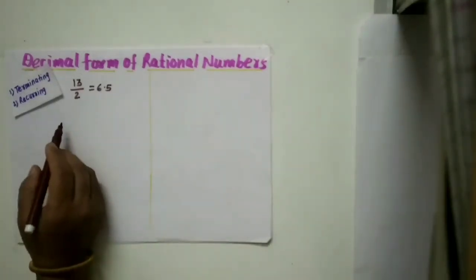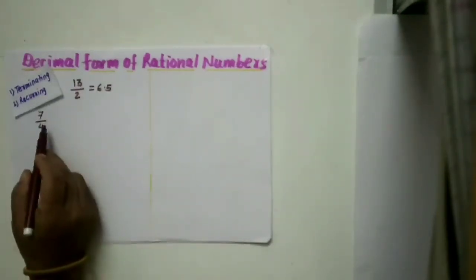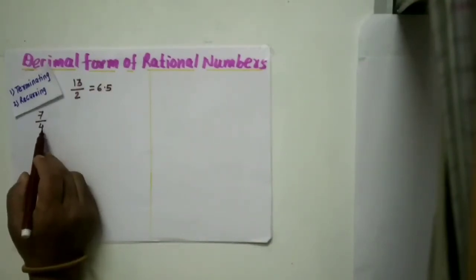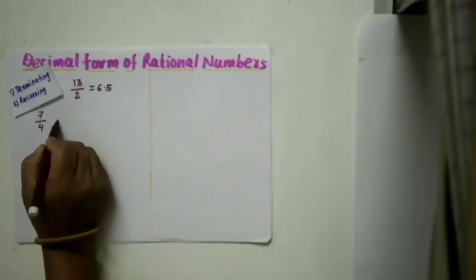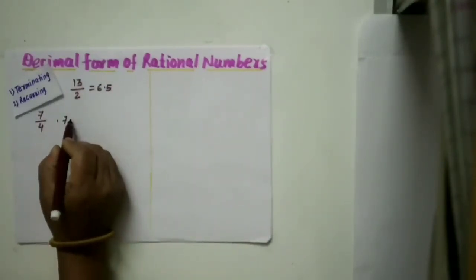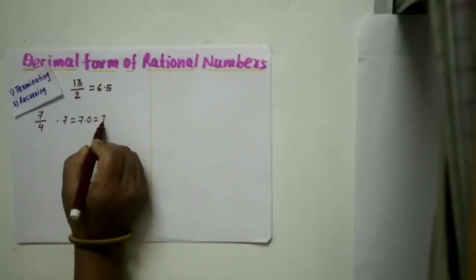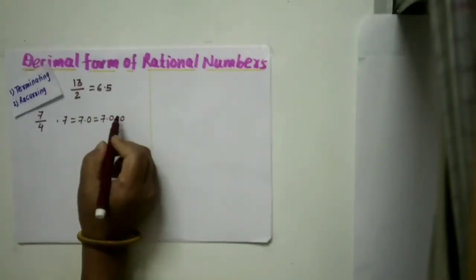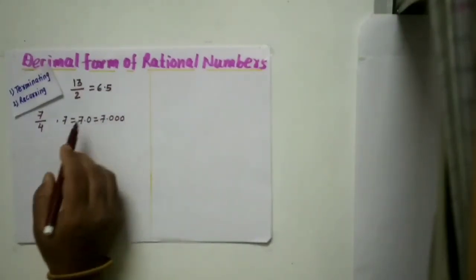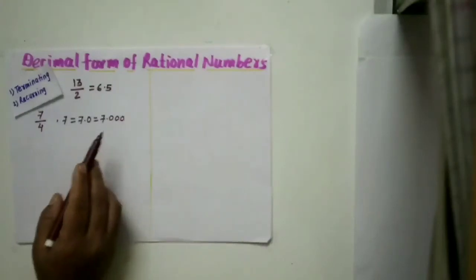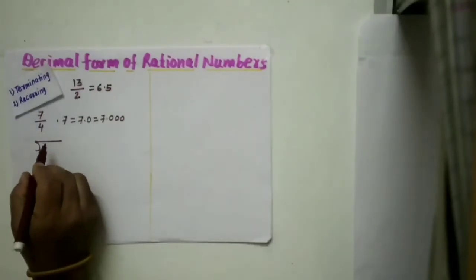Write the rational number 7 by 4 in decimal form. We are going to write this 7 by 4 in decimal form. This 7 can be written as 7.0 or 7.000, meaning any number of zeros can be added after the fractional part. So 7 can be written in this form. Okay, so now we are going to divide this.